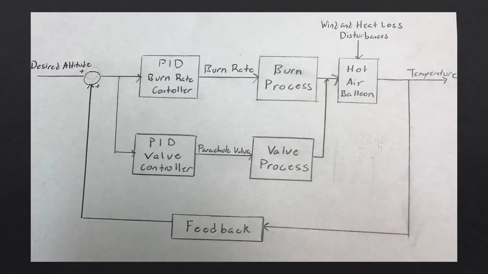The hot air balloon system inputs the desired altitude that leads to two manipulated variables, burn rate and the parachute valve, which use PIDs to control the burn rate that leads to the burn process, firing and turning off the burner, and the valve controller, which leads to the process of opening and closing the valve. The system's feedback makes adjustments caused by disturbances, such as wind and heat loss, and then the system outputs the temperature.